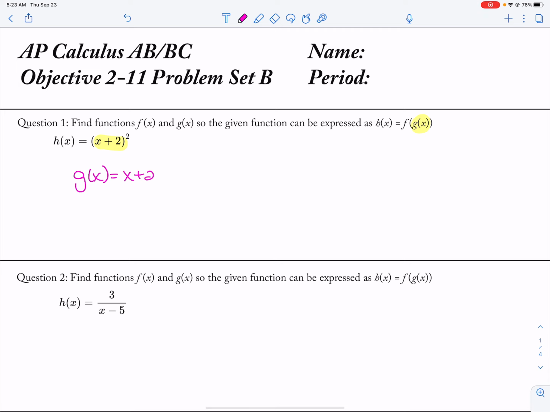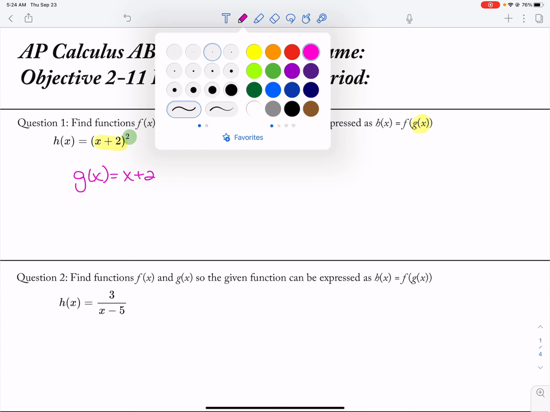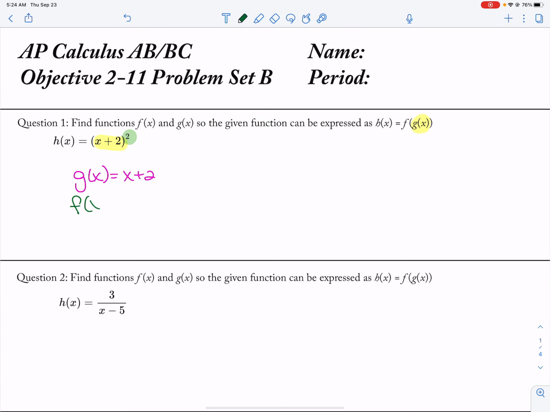My f of x is that operation that's happening on the outside. So that is this squared. So that means that my f of x is something squared. So we'll call it an x again, and it will be x squared.